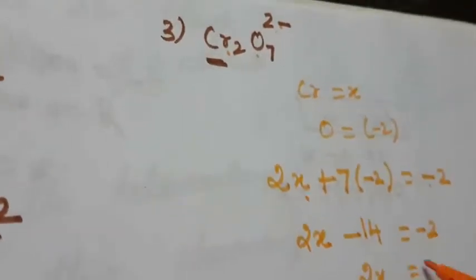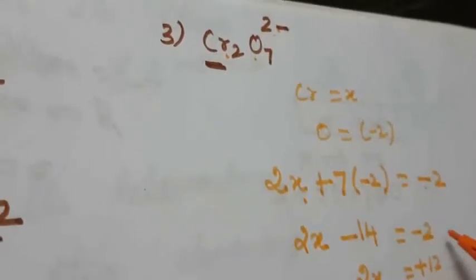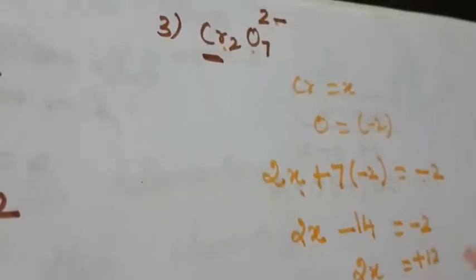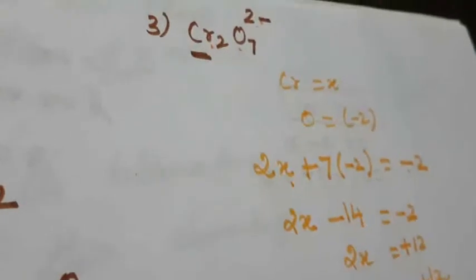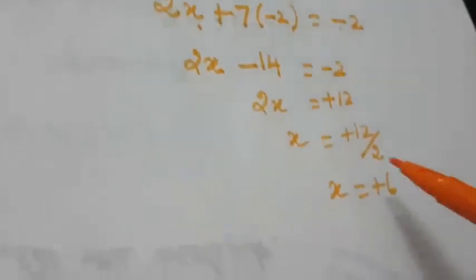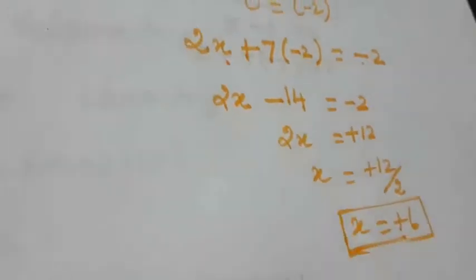2x equal to plus 12, right? Minus 14 comes to that side, that is plus 14. 14 minus 2, that is plus 12. X is equal to plus 12 by 2. X is equal to plus 6. Okay, so this is the oxidation number of chromium. So this is the calculation.